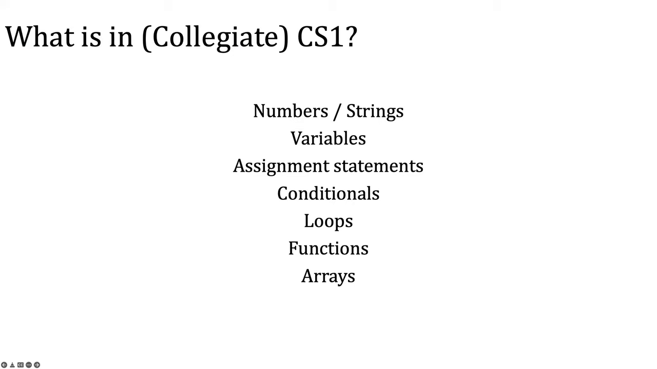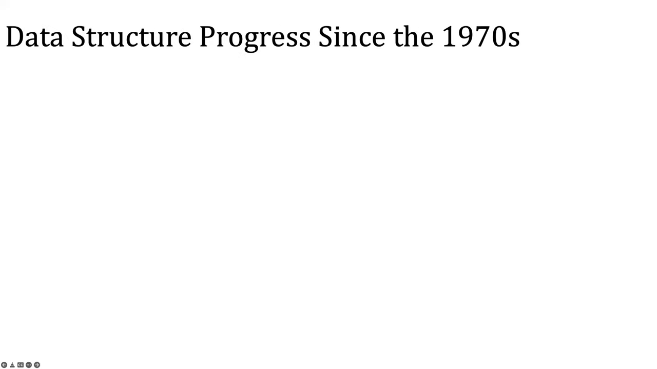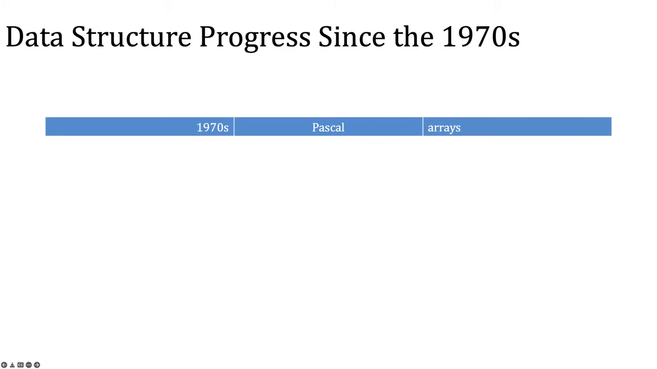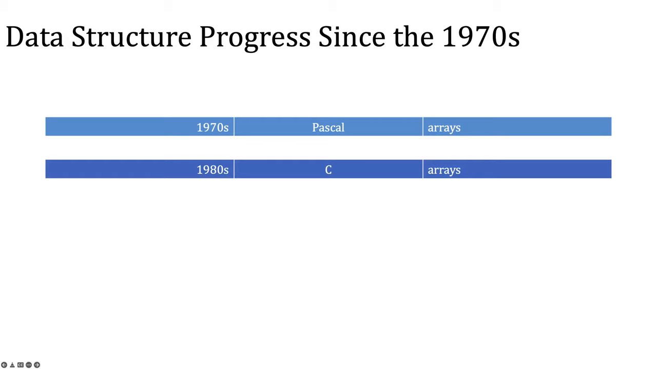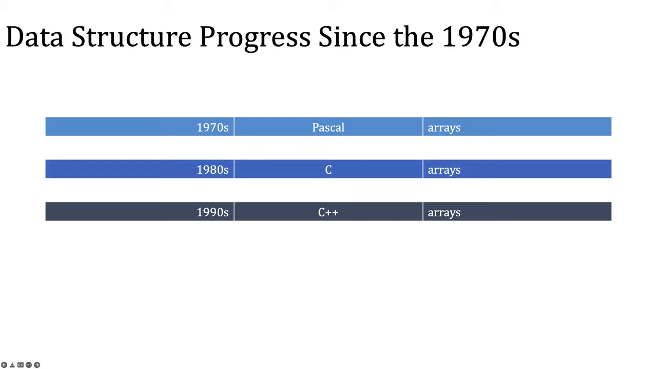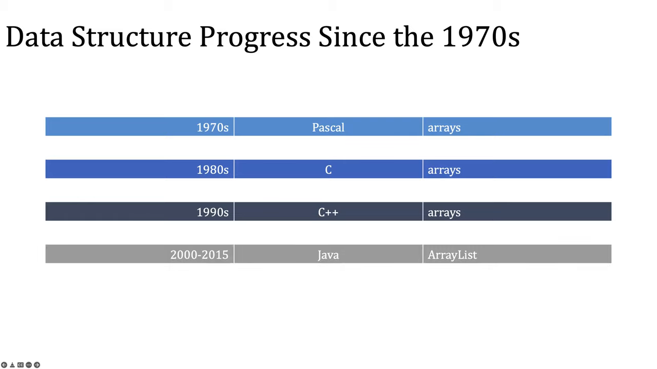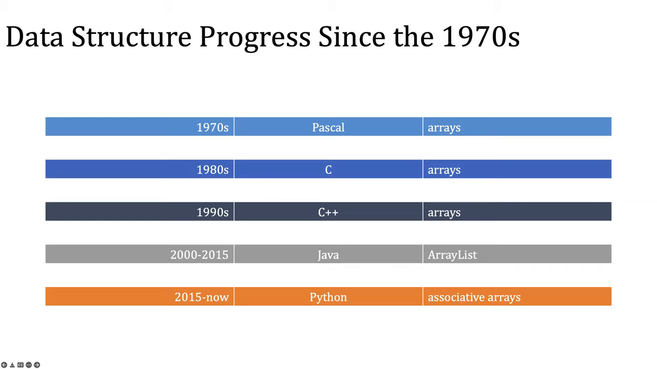I want to talk a little bit about how we've made progress in this course since roughly the 1970s, when the course first coalesced and we got some agreement about what goes in it. In the 70s, we used languages like Pascal, and we taught things like arrays. We made progress. We started to use languages like C. We still taught maybe arrays. We got to C++. We still taught arrays. Java came along, and we upgraded from arrays to array lists. And finally, we've made progress beyond all of this. We got into Python, and we're back to associative arrays.